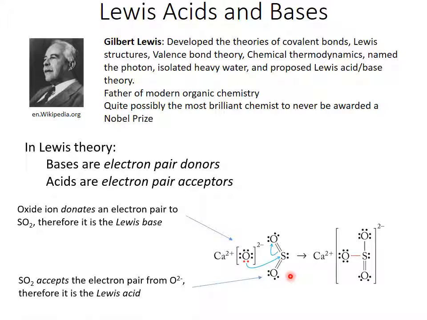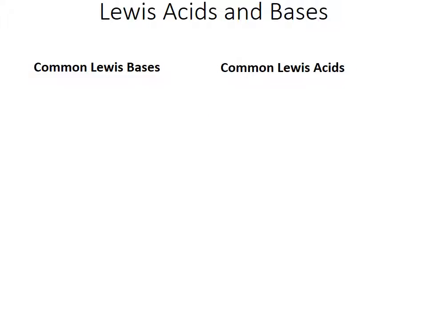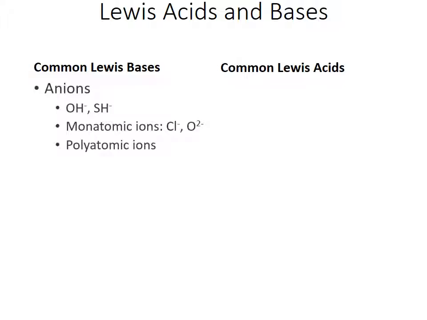Let's take a look at some common Lewis acids and bases. So some common Lewis bases include anions of almost any type. This includes things like hydroxides, the monatomic ions like halogens, Cl- or oxide, S2-. This would also be sulfide, nitride, all of those, or any of the polyatomic ions that you spent time learning about in the fall.